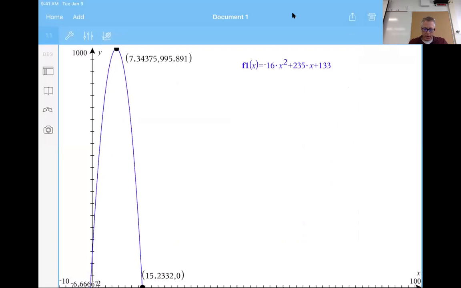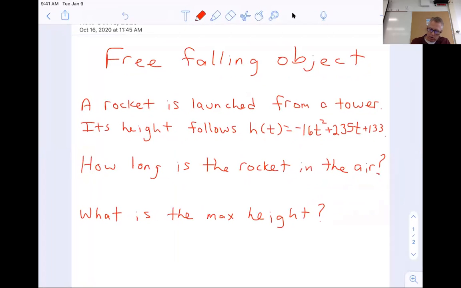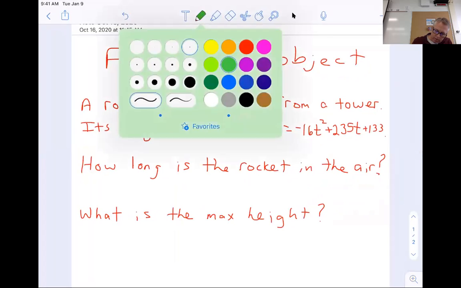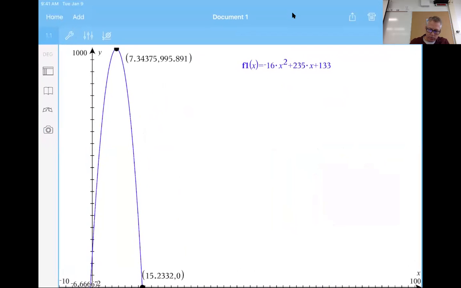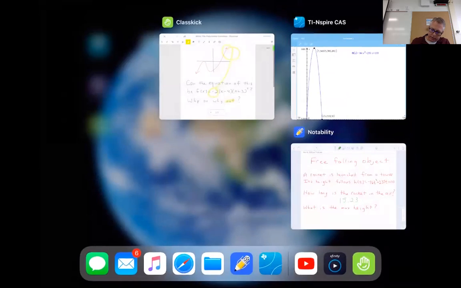All right, so I have a height of 995.89, and I had a time of 15.23. So going back, how long was the rocket in the air? 15.23. And what was the max height? And I already forgot. It was 995.89.